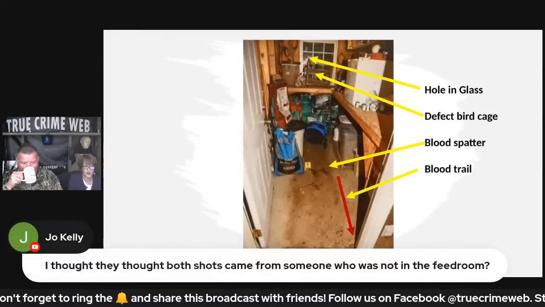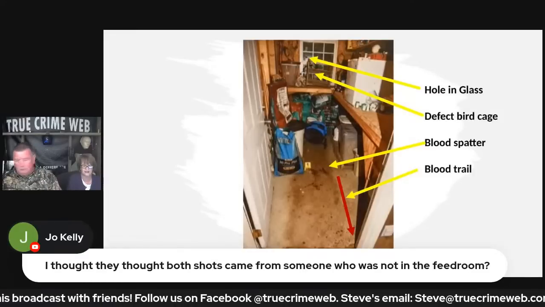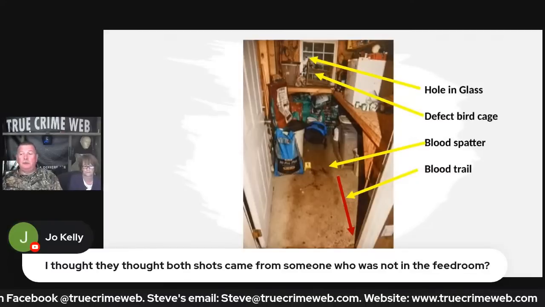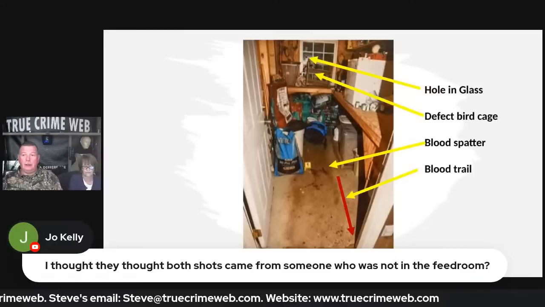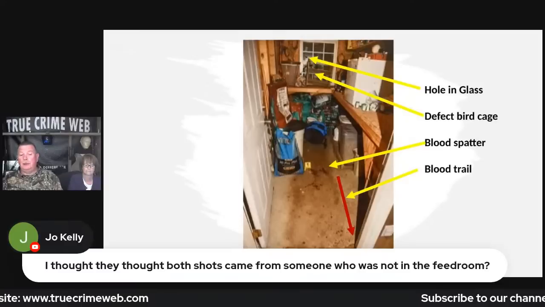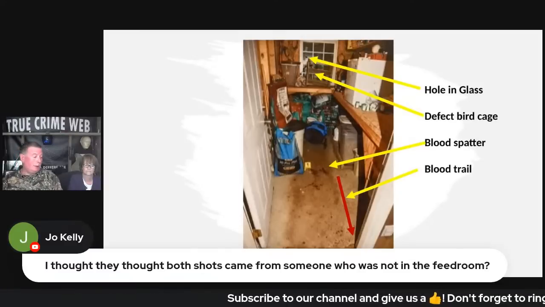All right. And Joe Kelly, I thought they thought both shots came from someone who is not in the feed room. If there's stippling on the body, then that's not the case. Now, unless that information is absolutely wrong, but if there's stippling on the body, that's from a close proximity shot.